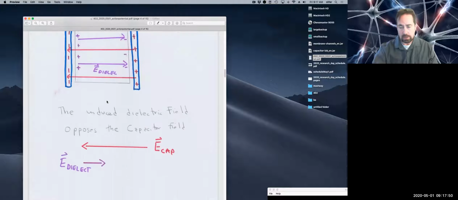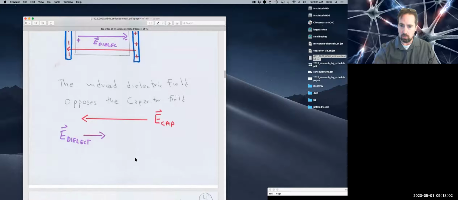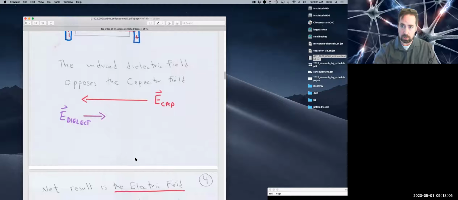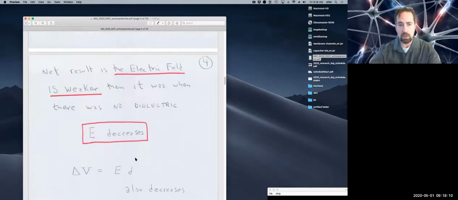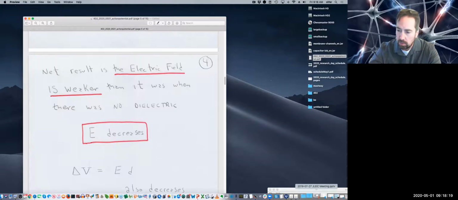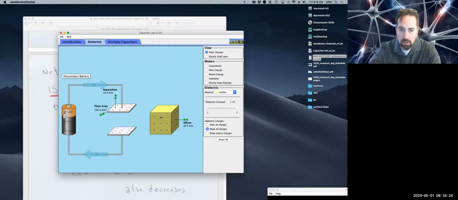So what's the net effect? You guys can do addition and subtraction just as well as I can. This induced electric field in the dielectric opposes the capacitor field. It's going to reduce the overall electric field between the capacitor plates. So the net result of this is that the electric field is weaker than it was before there was any dielectric. In other words, the electric field decreases. I put this slab of material in between the plates of my capacitor, and the electric field reduces.